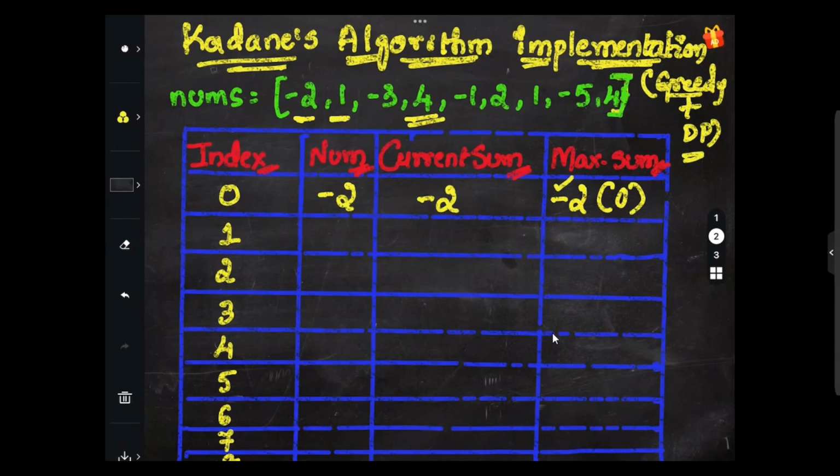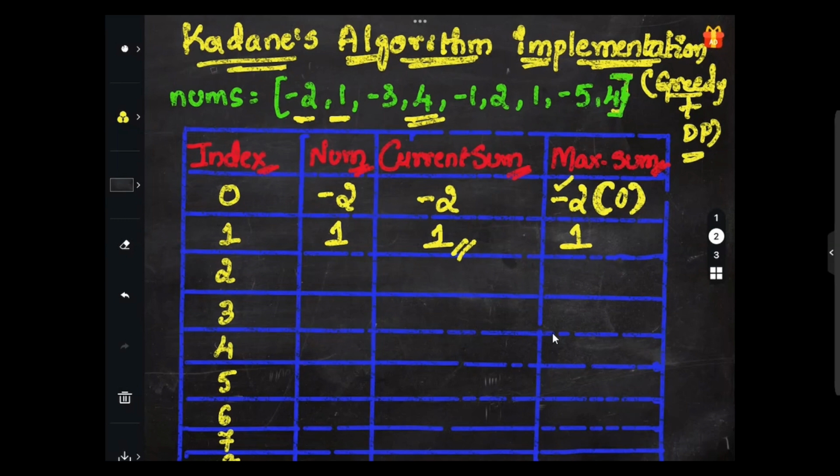Next element we will consider 1. So the current sum here is 1 as well. Why is this 1, not 1 plus -2, which would be -1? Because we have reset this to 0. So 0 plus 1, in this case the current sum is 1. So the max sum here will become 1, right?